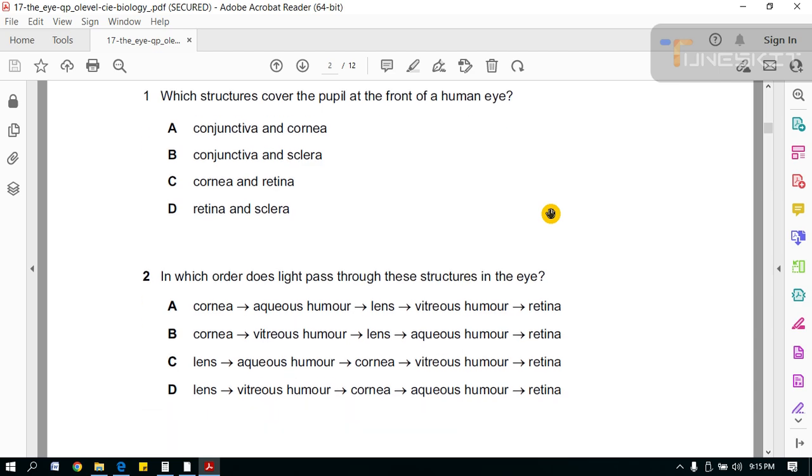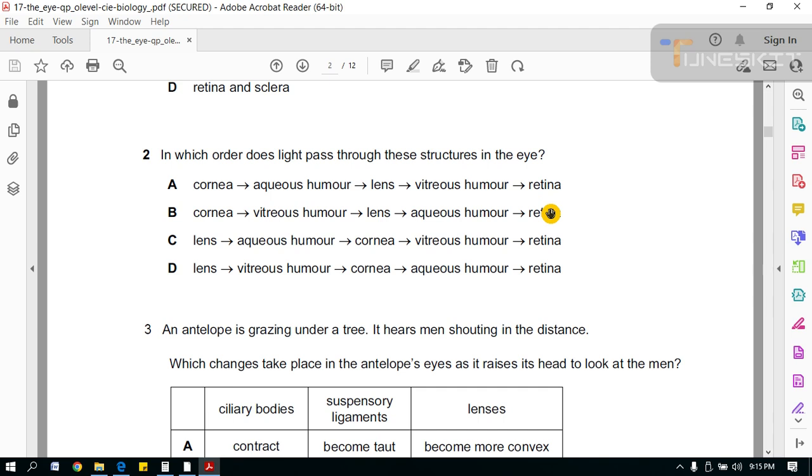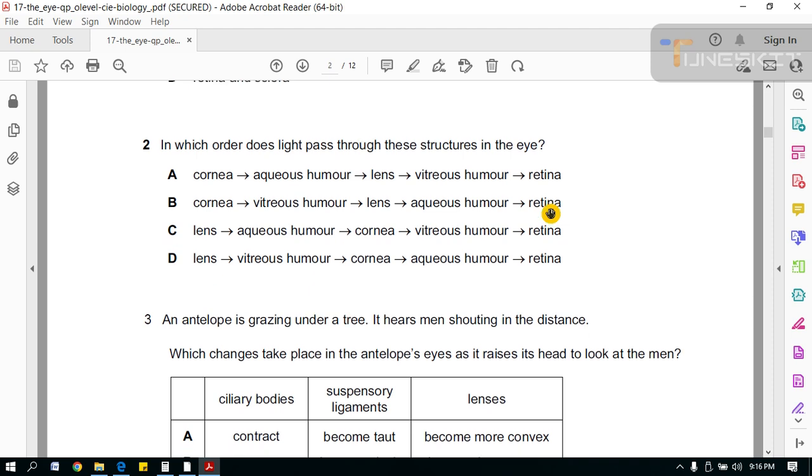The second MCQ is, in which order does light pass through these structures in the eye? Option A is cornea, aqueous humor, lens, vitreous humor, retina. Option B is cornea, vitreous humor, lens, aqueous humor, retina. Option C is lens, aqueous humor, cornea, vitreous humor, retina. Option D is lens, vitreous humor, cornea, aqueous humor, retina.